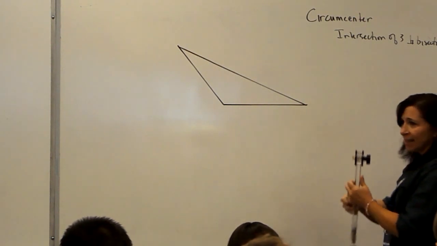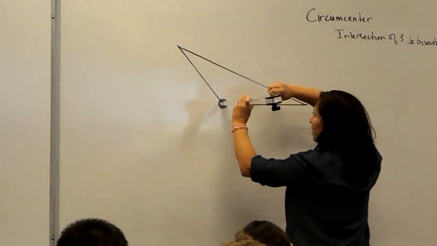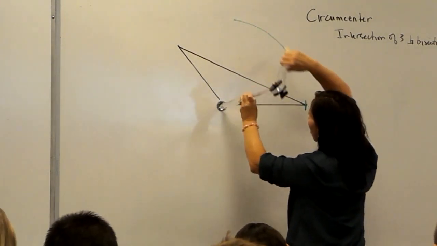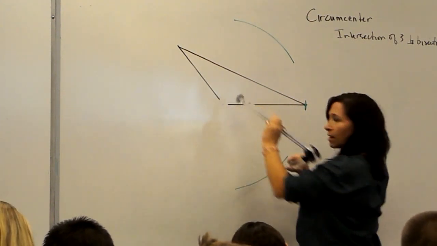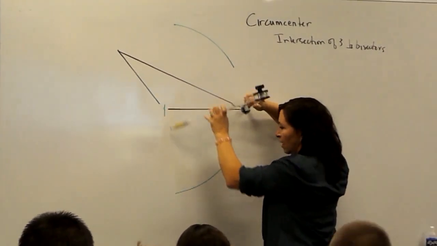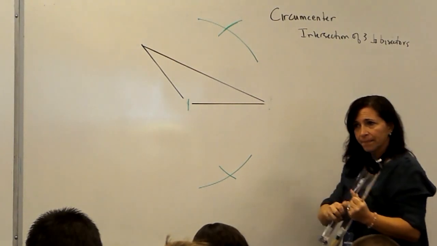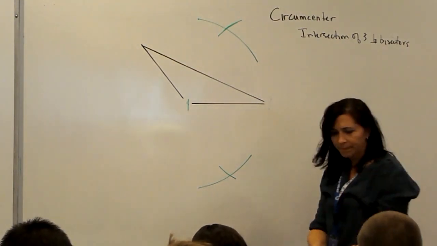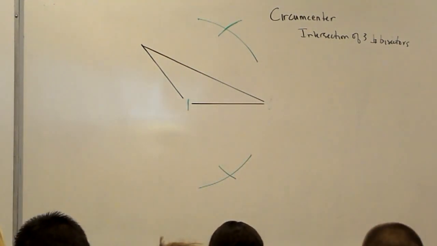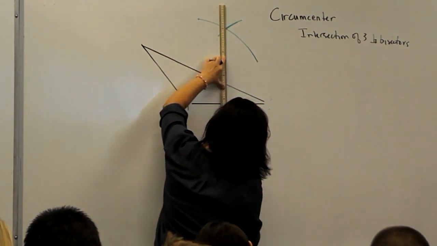First one, bisect the length of one side. Okay? Measure the side. Measure it. Arc up. Arc down. Turn it around. Measure it. Arc up and arc down. Okay? You need 2 points to make a line. We have that. Draw the intersection of those 2 points.